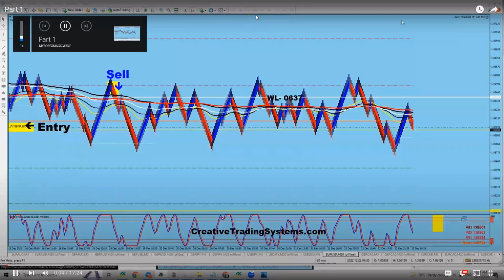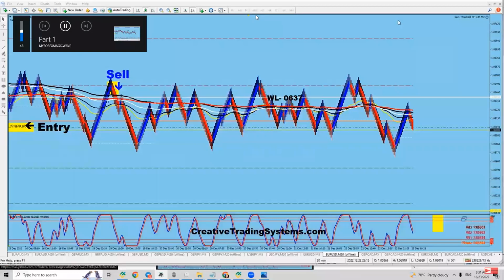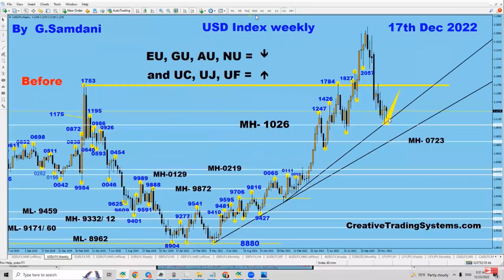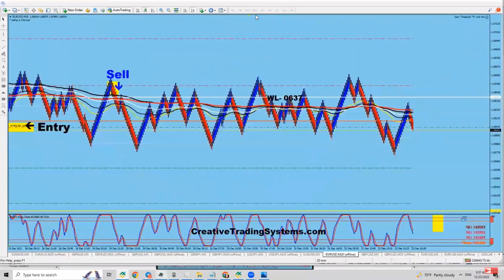Okay, so London is already open. It's 3:30 a.m. and my trading starts here. The US dollar index weekly chart I made points to a bounce, and then it's going to go up and get strong. And these things will happen: Euro USD, Pound USD, Aussie USD will go down, and USD CAD, USD Yen and USD Franc will go up. So on that basis, here's my entry.